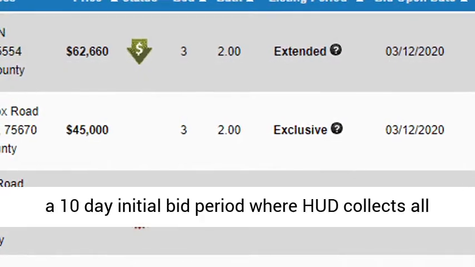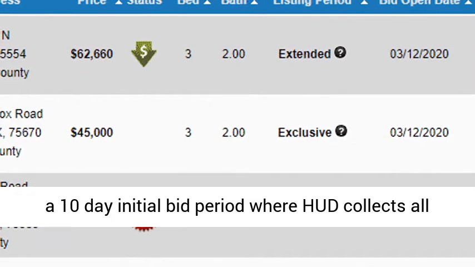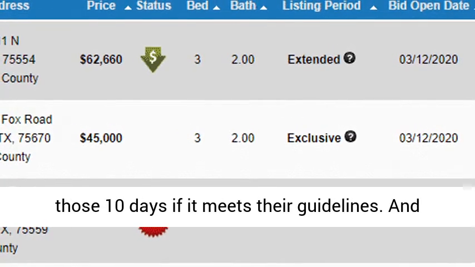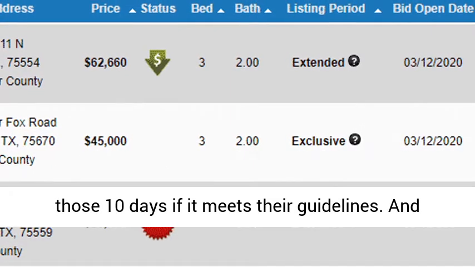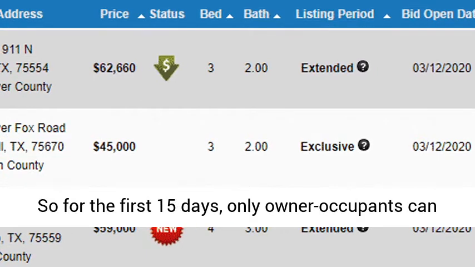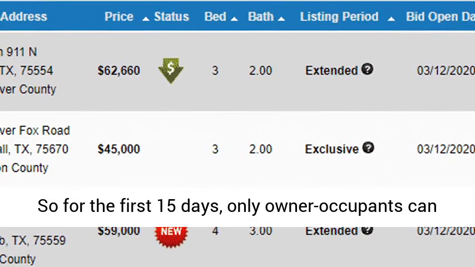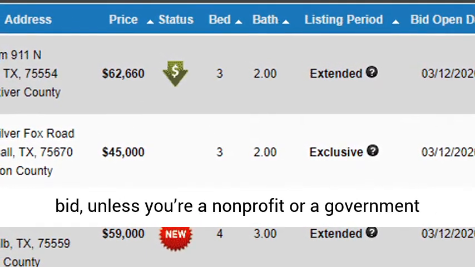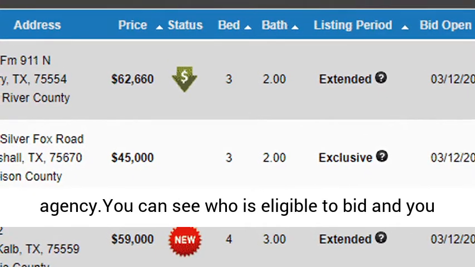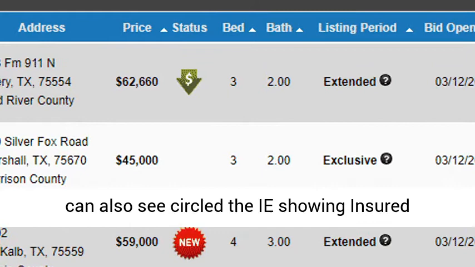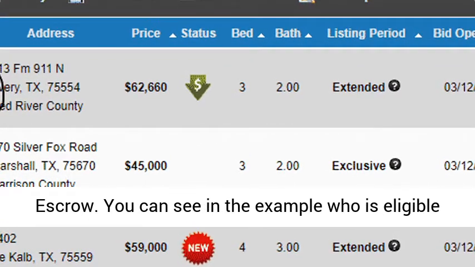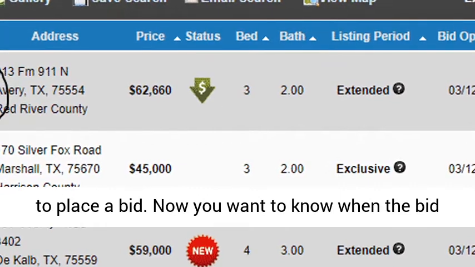There is a 10-day initial bid period where HUD collects all the bids and they will accept one at the end of those 10 days if it meets their guidelines. And there's a 15-day owner-occupant only bid period. So for the first 15 days, only owner-occupants can bid, unless you're a non-profit or a government agency. You can see who is eligible to bid, and you can also see circled the IE showing insured escrow. You can see in the example who is eligible to place a bid.